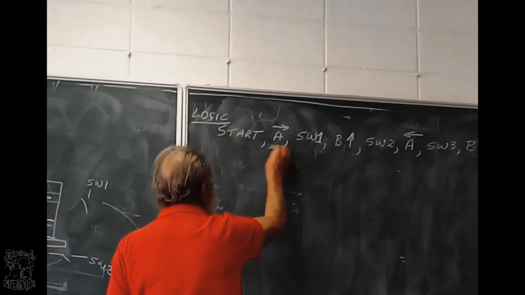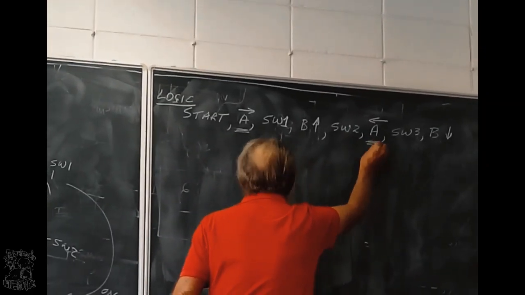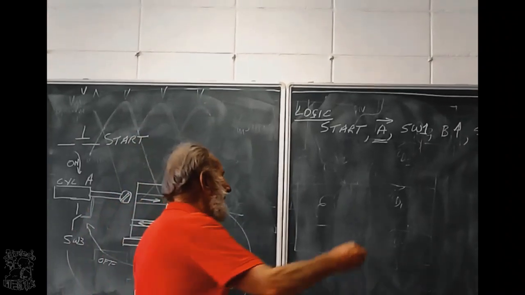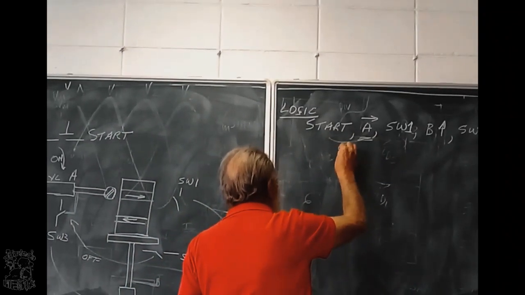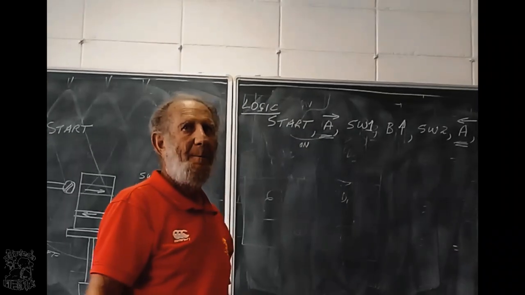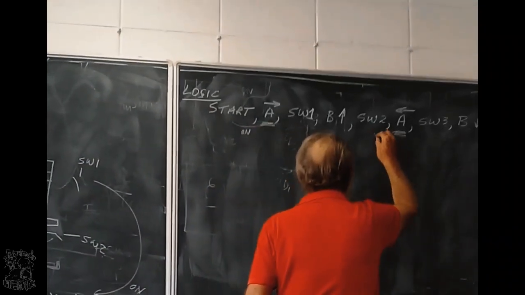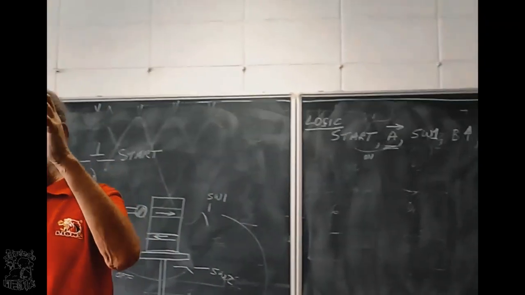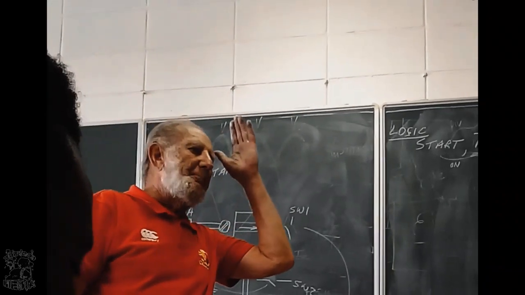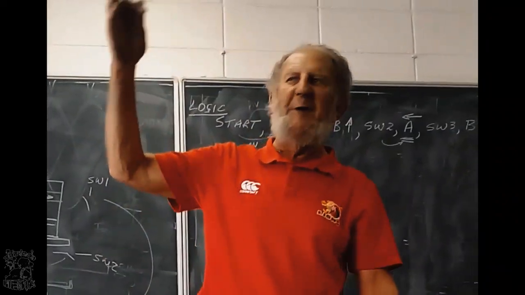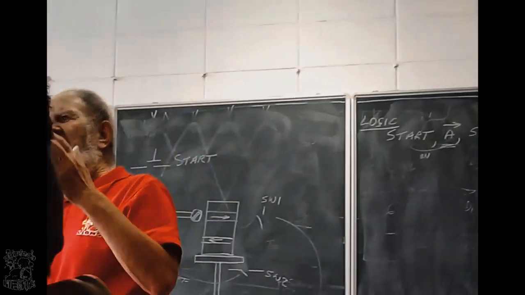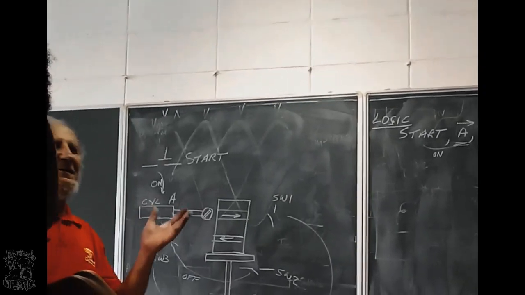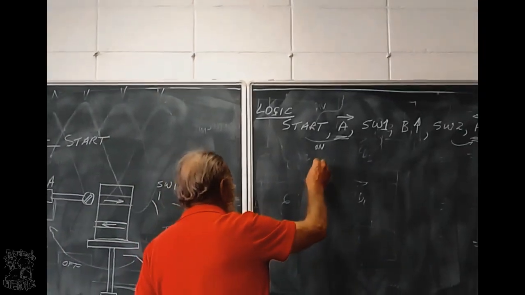There is cylinder A, there is cylinder A. What is putting power on cylinder A? The start button puts the power on. What removes the power? Switch 2. Right? Now, the moment I see something put the power on, something remove the power, what circuit am I thinking of? A latch. So I'm going to draw a latch.